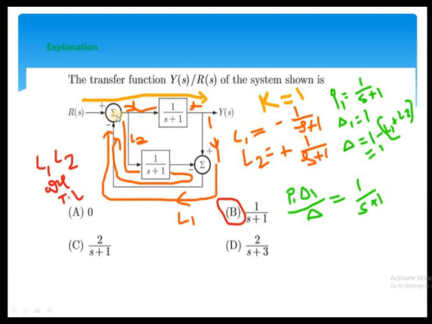What about the second loop? If you travel the inner loop here, starting from the R(s) summing point, it travels through 1/(s+1) and again reaches the summing point with a gain value of minus 1.